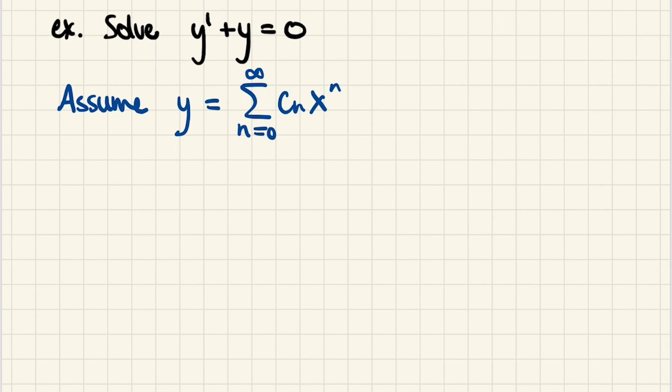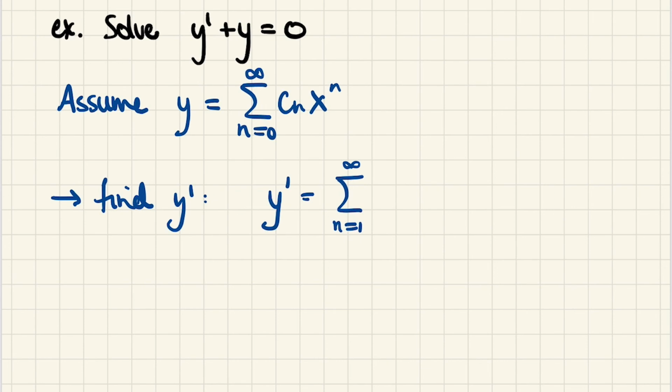Okay, so we're going to need y prime, and we're going to need as many derivatives as we have in the differential equation. So here we only need y prime. Okay, so what is y prime? Well, y prime is the sum from n equals 1 to infinity of, now the n here comes down, we get n times Cn x to the n minus 1. So we just took the derivative of x to the n.